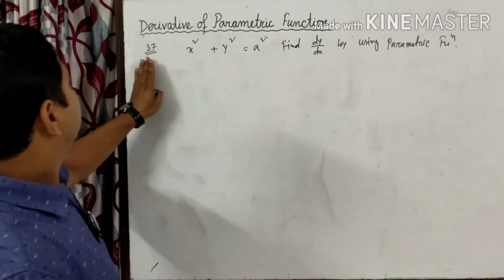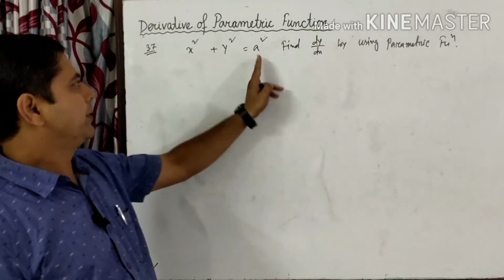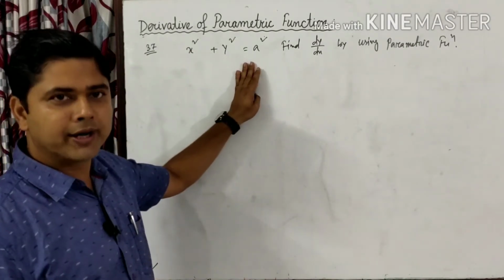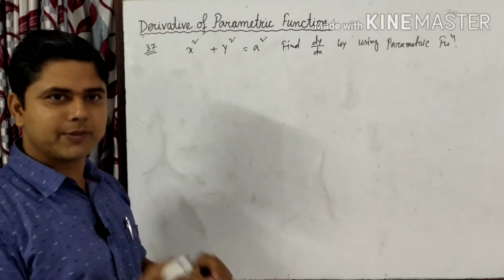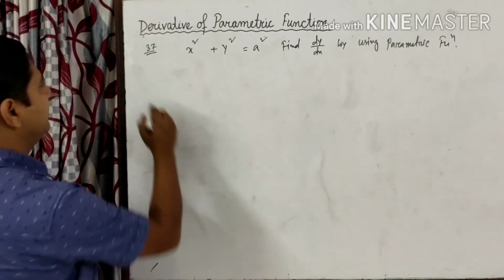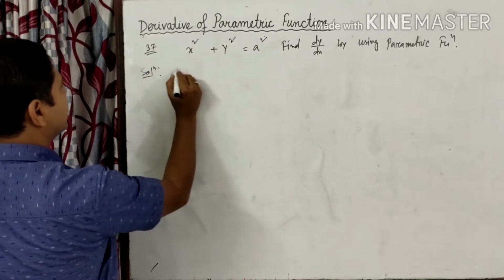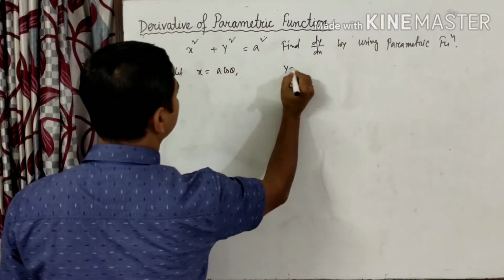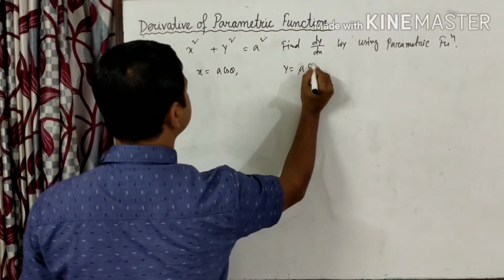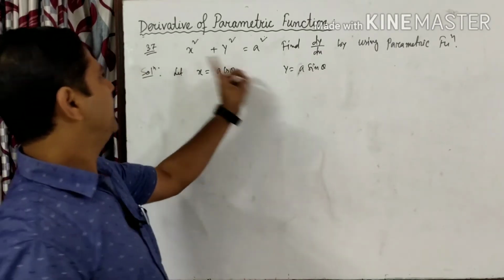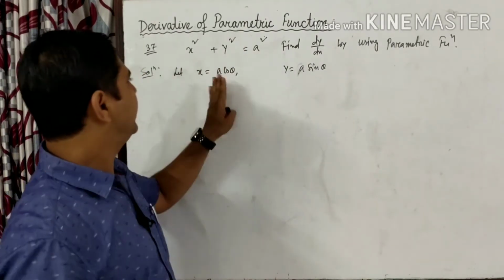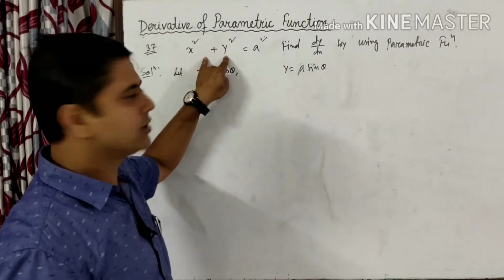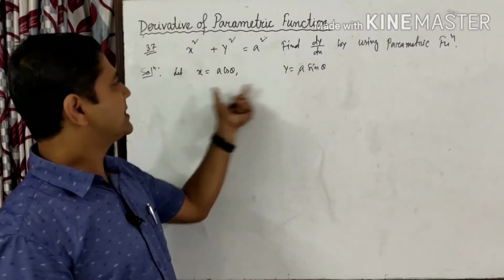Now here we consider this equation: x square plus y square equal to a square. Find dy by dx by using a parametric function. It is not given in parametric form, so we express it as a parametric function. First, let x equal to a cos of theta and y equal to a sin theta. Put them in the equation and see if it is satisfied; then this is the parametric function of the given function x square plus y square equal to a square. It is a standard form.